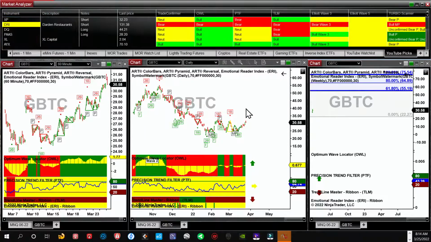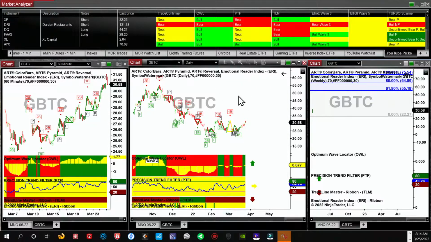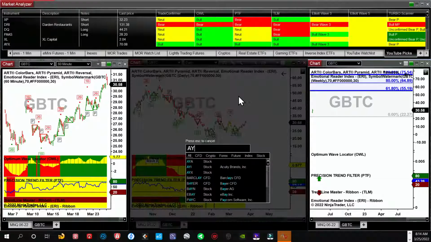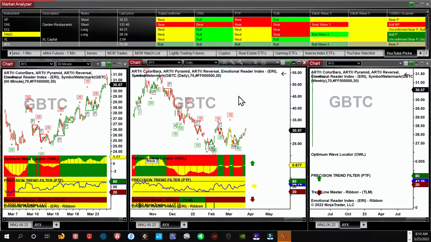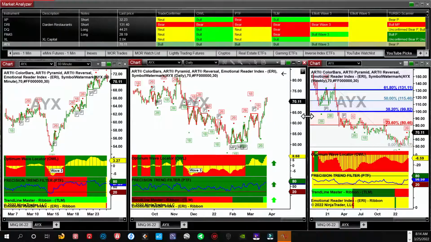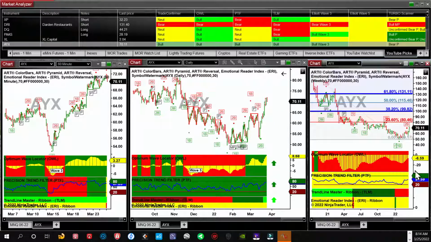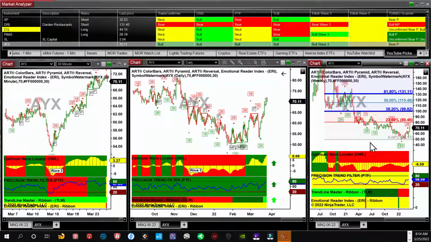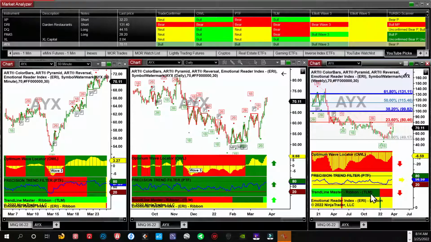All right, let's take a look at some of the picks that we liked. These are ones that we actually recommended. AYX was one, so let's type that in and see how it's cooking. We liked this for a long position, and sure enough, look at it. It's been going up since our last session. So this has turned out really, really good.